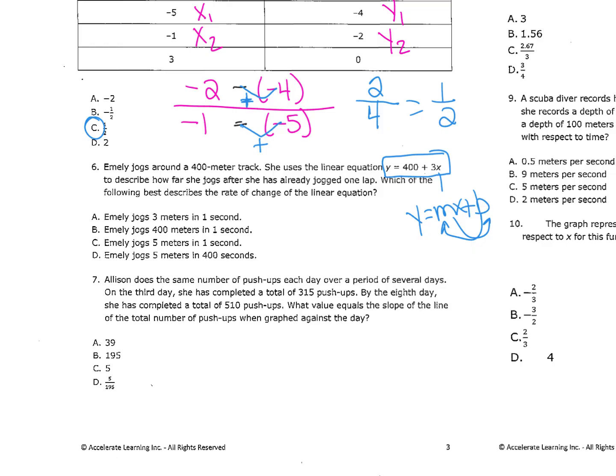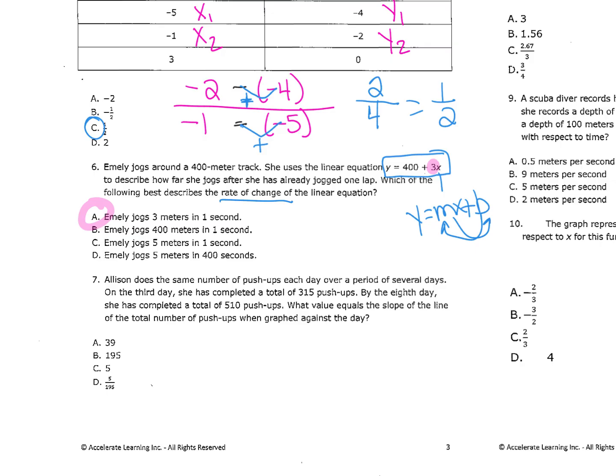So which one of the following best describes the rate of change? I'm hoping you recognize that the rate of change is here, attached to the x, so that is 3. And she's jogging 3 meters in 1 second. No solving involved. You just have to learn to identify where she is in the equation.